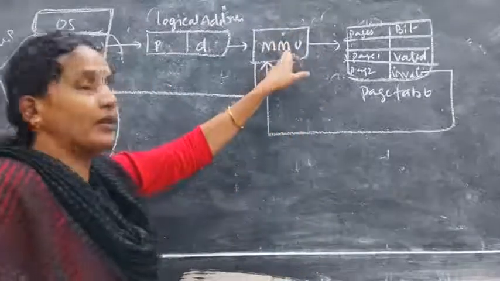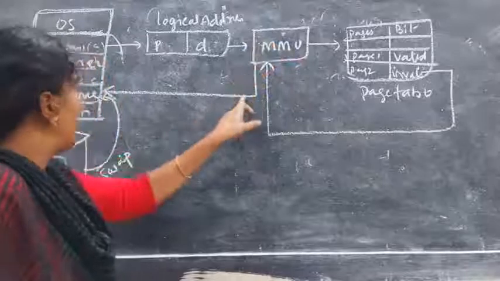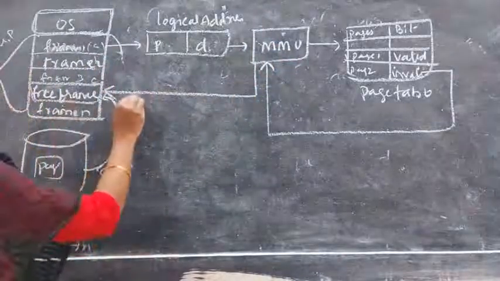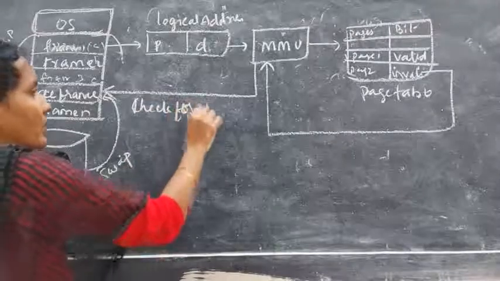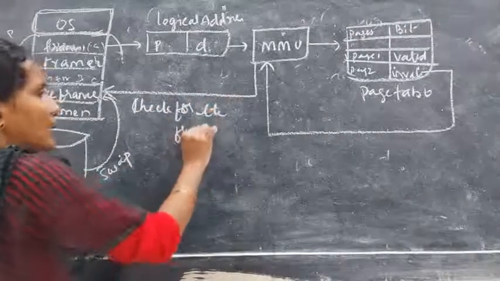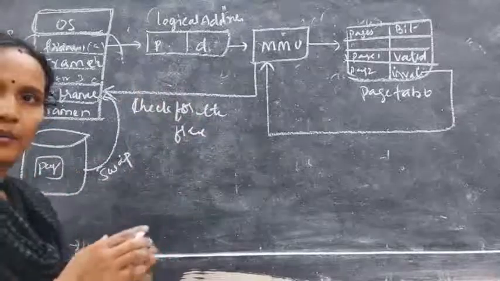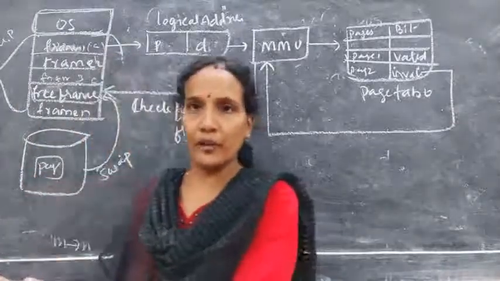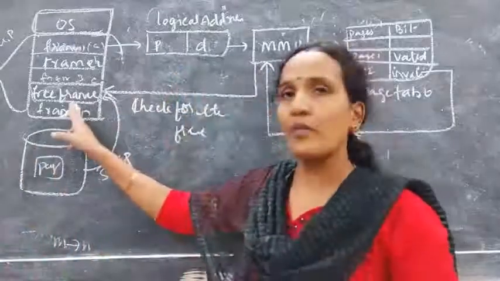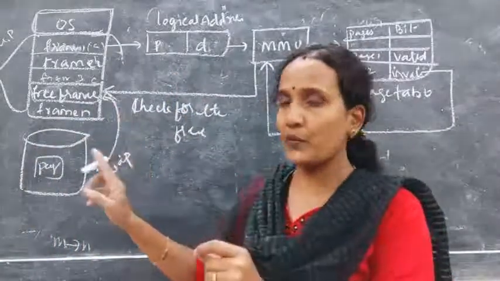So the memory management unit will again check for the free frame. It checks whether any frame in the main memory is free, because if you want to load the page, one frame should be free. So first it will check for the free frame. If the frame is free, then what happens?